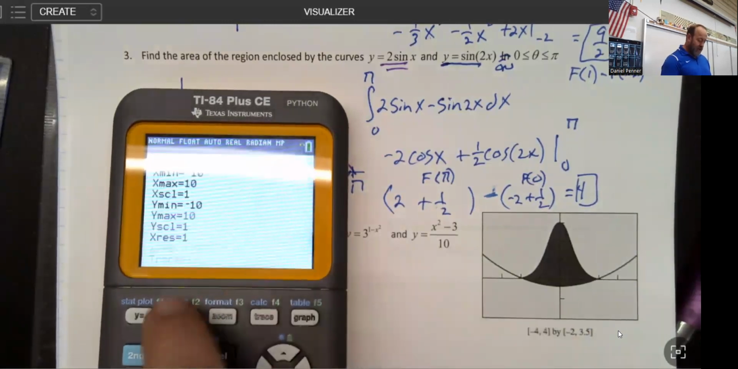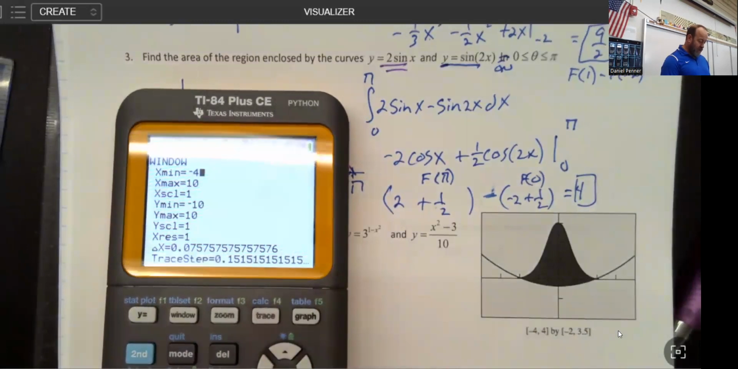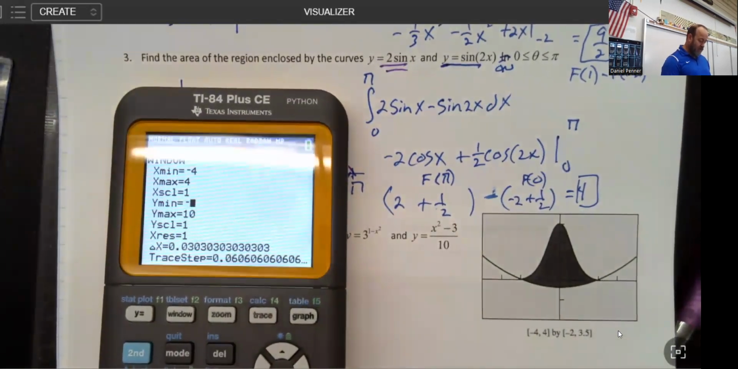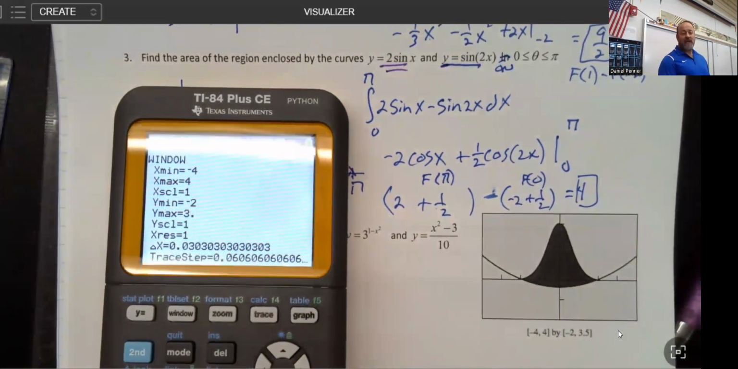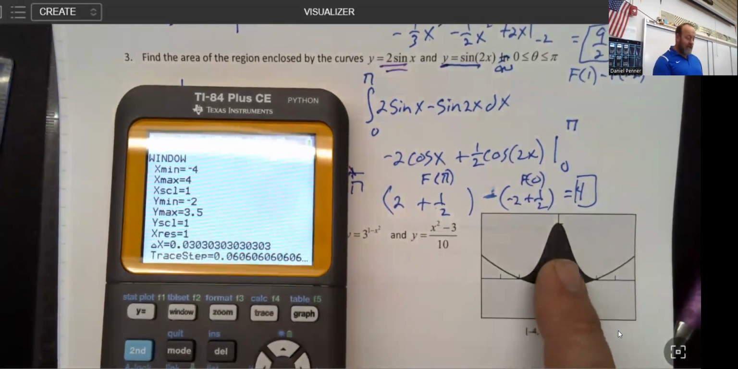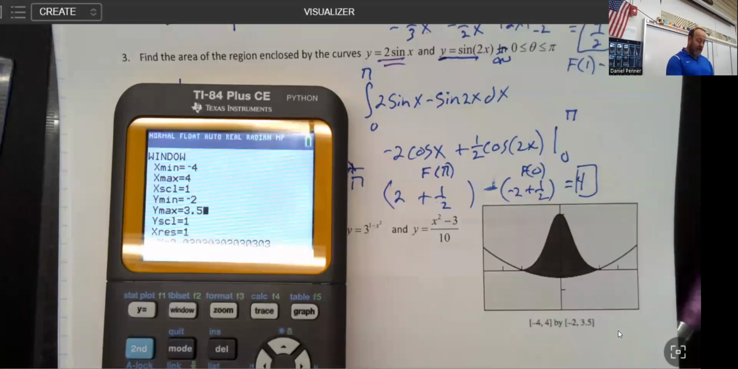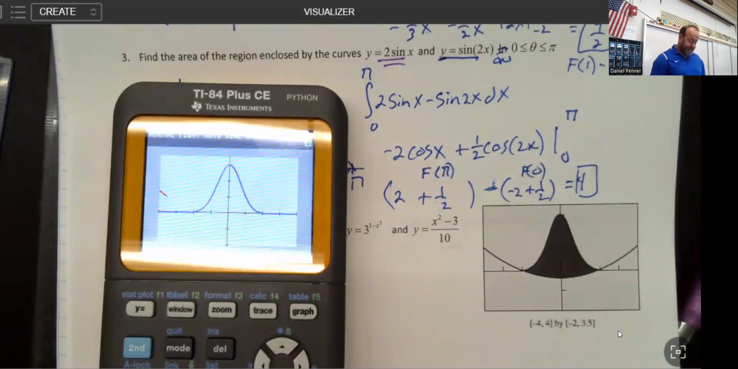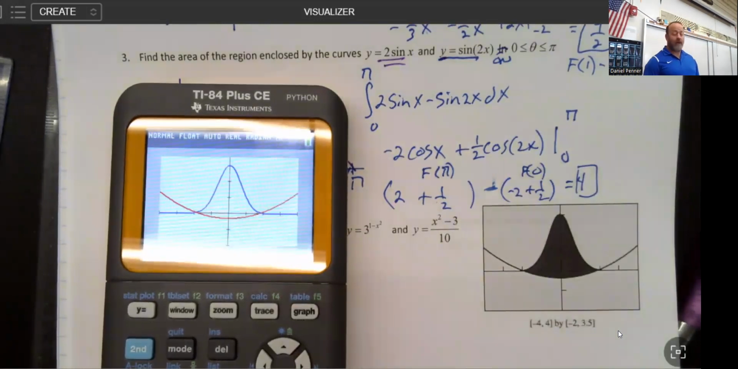So it's saying, let's make my x values go from -4 to +4, and let my y values go from -2 to 3.5. Now, this picture was not really necessary. We didn't have to give you that picture. We could have figured it out, but this is the picture that we have. And I'd like to find the area under that.